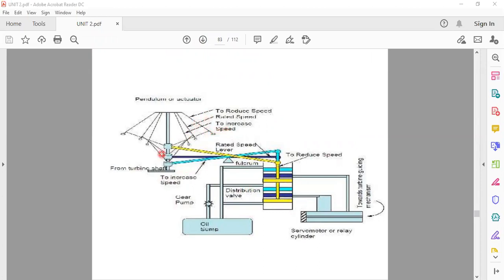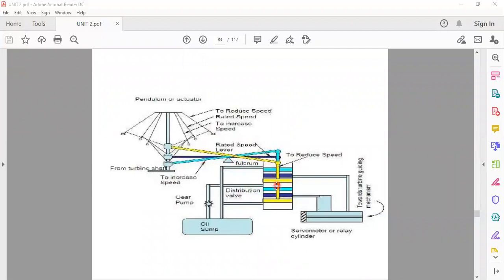To increase speed, this governor fly ball moves in the upward direction like that. In that case, to increase speed, see here, this position. After that, this fulcrum goes down, increasing the speed like that.